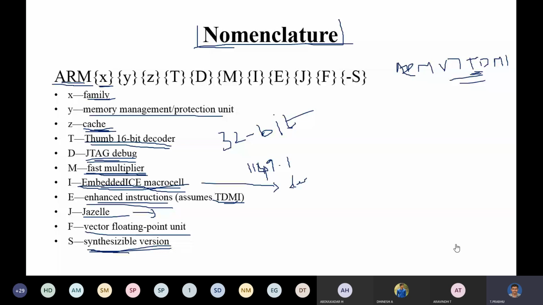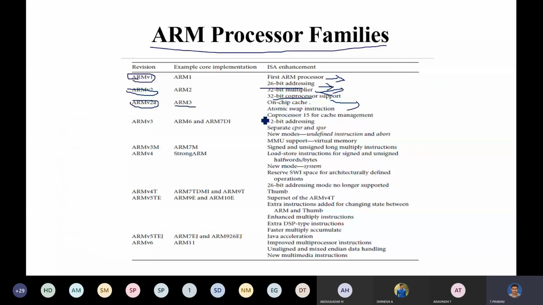So it has ARM 6 and ARM 7 DI with the 32-bit addressing, and it has a separate current program status register and saved program status register. So it has two modes with this. In addition to that, undefined instruction and abort. A memory management unit with virtual memory, and then ARM version 3M, which has an ARM 7M core with signed and unsigned long multiply instructions.